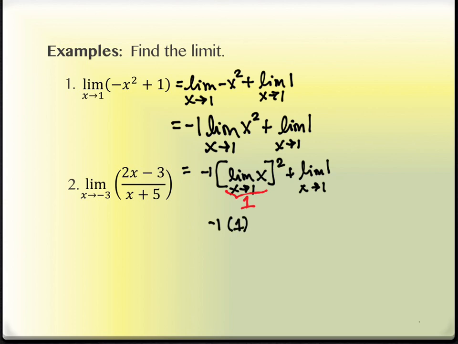I end up with a 1 squared here. And then I end up at the end with the limit of 1. That's another one of my basic properties. It's the very first one. When I have a constant, it's just the constant value 1. So this is 1. So now I have a negative times 1 squared. 1 squared is 1 times the -1 is -1 plus my 1, and my result is 0.